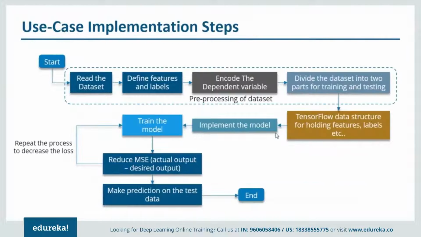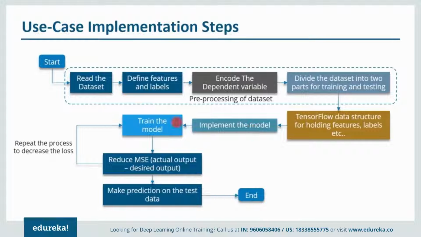use case. So over here, we'll first begin by reading the data set that we have. We'll define features and labels. After that, we are going to encode the dependent variable. And what is a dependent variable? It is nothing but your label. Then we are going to divide the data set into two parts, one for training, another for testing. After that, we'll use TensorFlow data structures for holding features, labels, etc. And TensorFlow is nothing but a Python library that is used in order to implement deep learning models, or you can say neural networks. Then we'll write the code in order to implement the model.